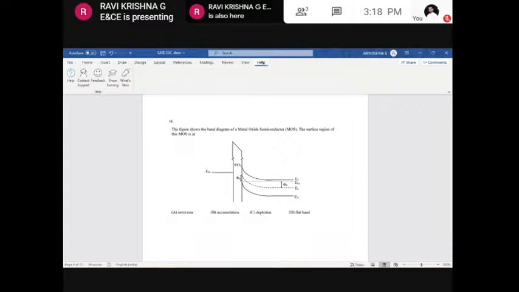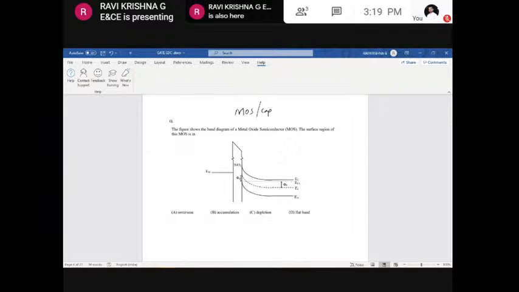Here, this is again asked in your GATE exam. The figure shows the band diagram of the metal oxide semiconductor. Metal oxide semiconductor means it is related to the MOS capacitor. Here it is given that the surface region of this MOS is in.